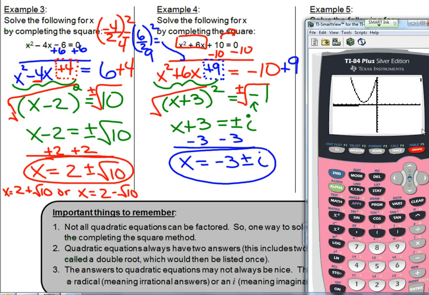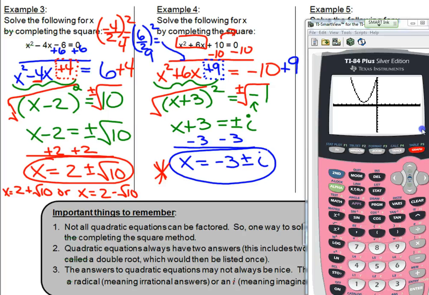Okay, if you notice, the two graphs do not hit each other at all. That is indicating that the answers are not real. They would be real if you did in fact have points of intersection. So that's a great way to double check yourself. This is the only time when you have i answers that you cannot do the graph or table approach, because you don't have any points of intersection to look for.